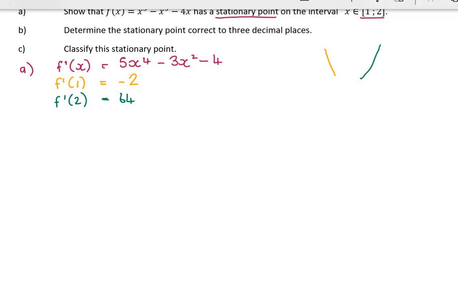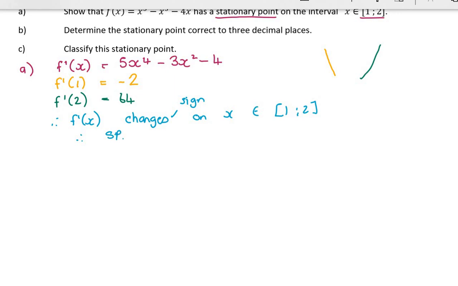So I'm going to say, therefore, my gradient changes. Therefore, f dash x changes on x as an element. I should say changes sign. I shouldn't just say changes. What does that mean? Changes sign from 1 to 2. Therefore, you must have a stationary point.